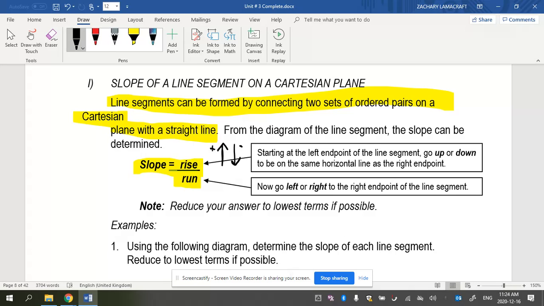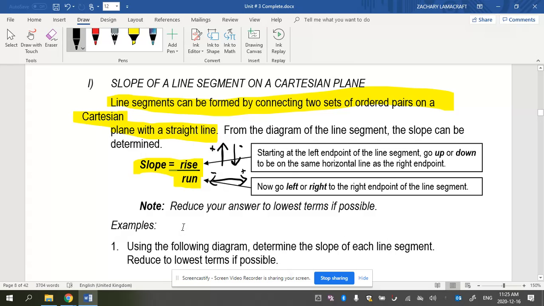And your run is how far you go side to side. So just like a number line, if you think about it, if we go to the right, it's what? Positive or negative? Positive. And if we go to the left, it's negative, okay? So the rise is how far we go up or we go down. The run is how far we go side to side, okay? So the run would pertain to the x-axis and the rise would pertain to the y-axis, right? Does that make sense? Sweet.